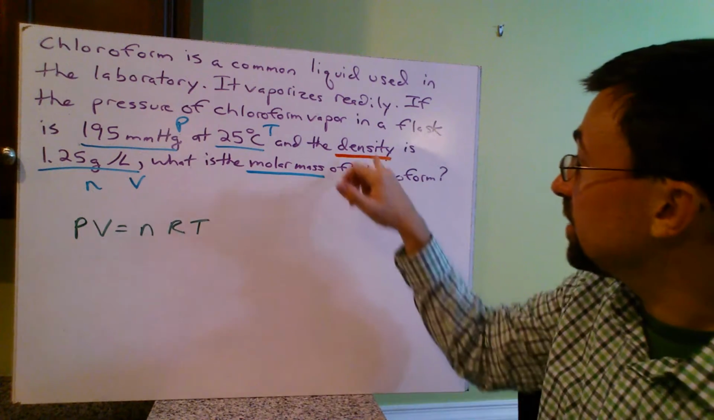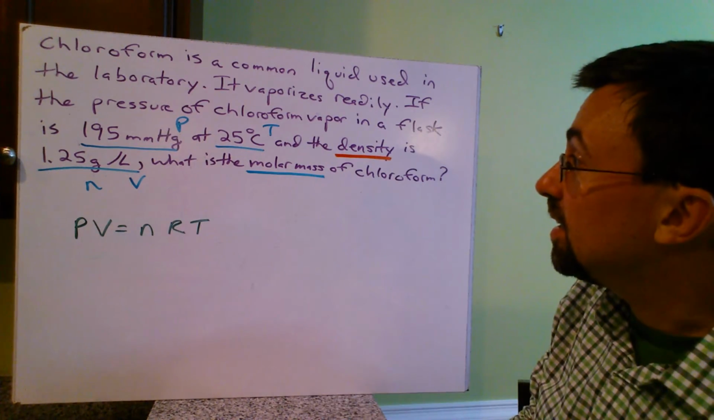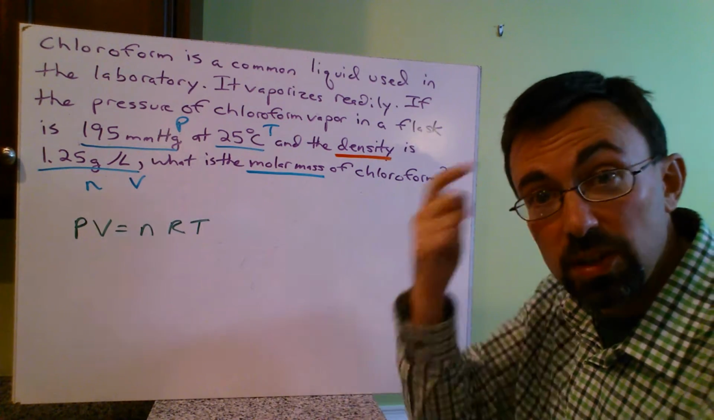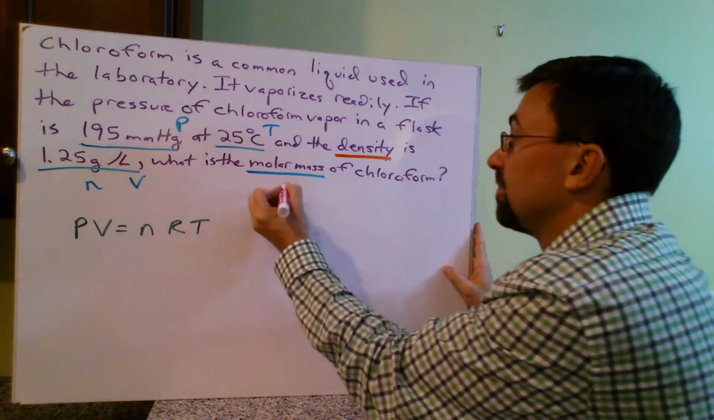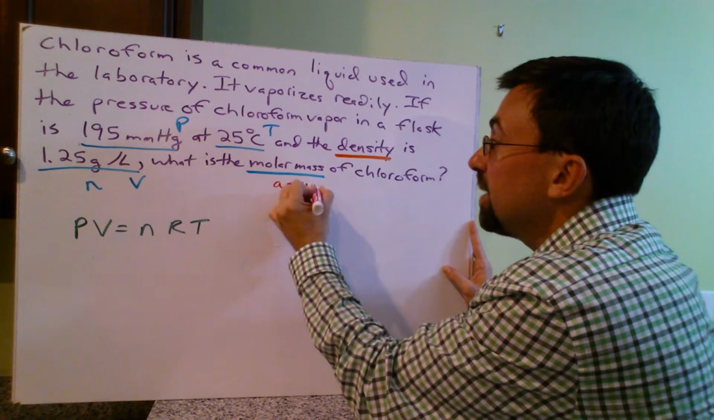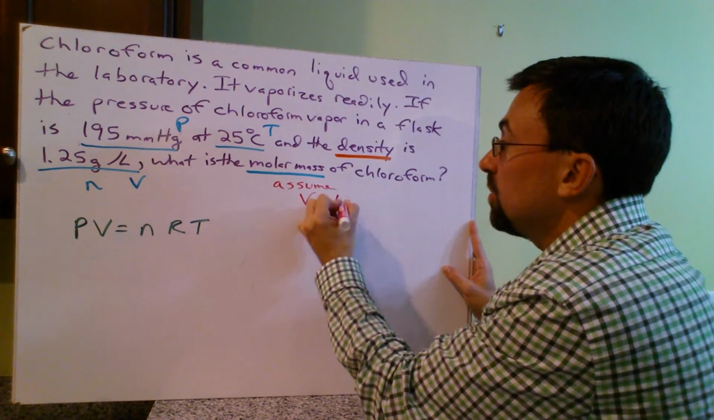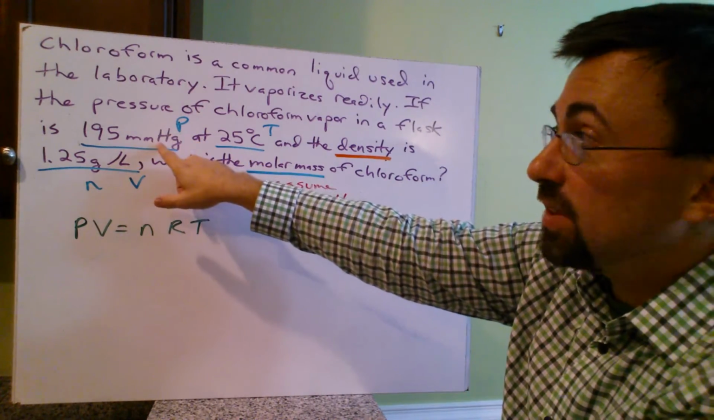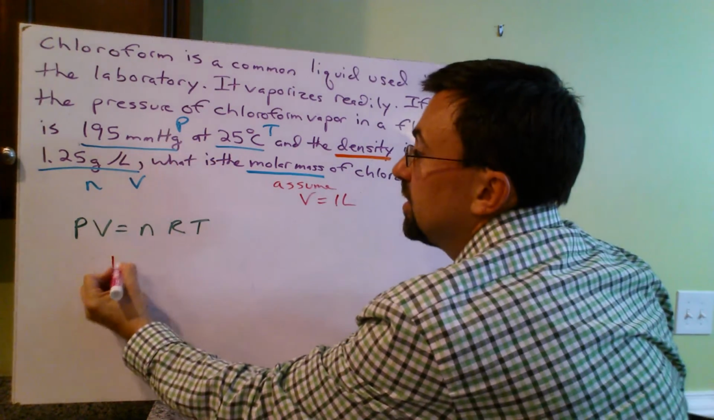Okay, so I remember Dr. Werger said whenever there's a density and there's not really a volume, let's just assume the volume is 1. That's what Dr. Werger told me, and I try to listen. So we're going to assume, and this is going to make the math easy, that the volume is 1 liter. Now the rest of this is going to be pretty straightforward. Pressure we need to convert to atmospheres, so I'm just going to do this in one step.